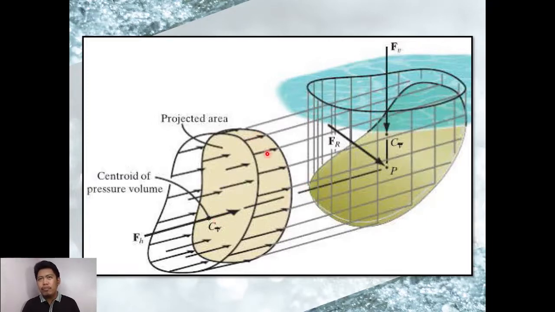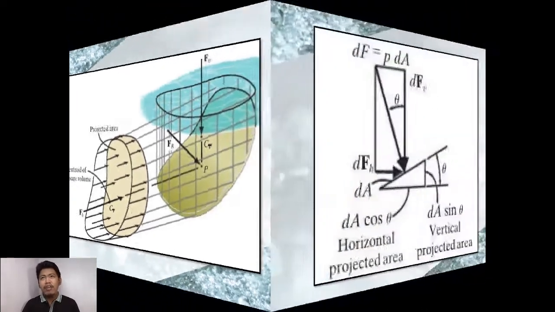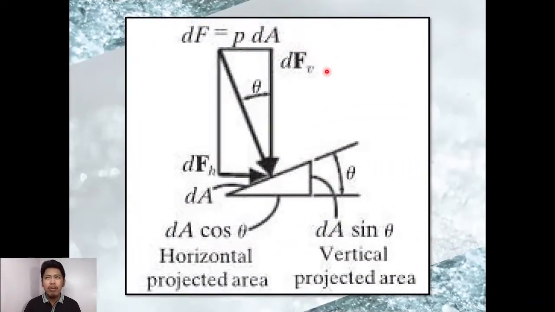Ngayon, ipaproject naman natin siya sa kanyang horizontal, yung dA cosine theta naman. So, ang hinahanap naman natin this time, based on the previous illustration or slide, ay ito naman, yung ating B. Sa B, ayan ito po yun. So, sabi ko kanina na horizontal projected area.